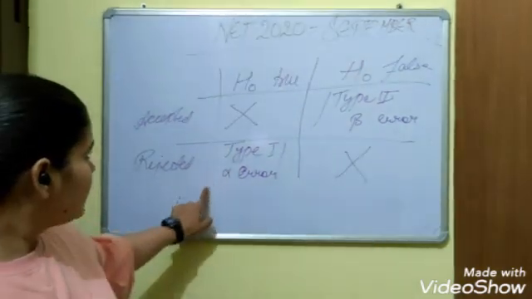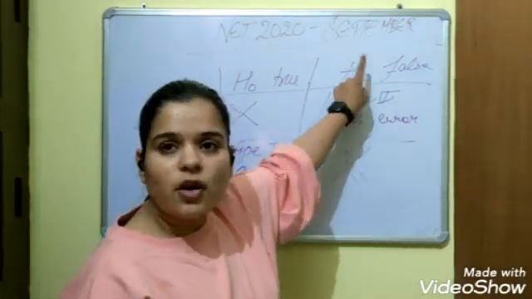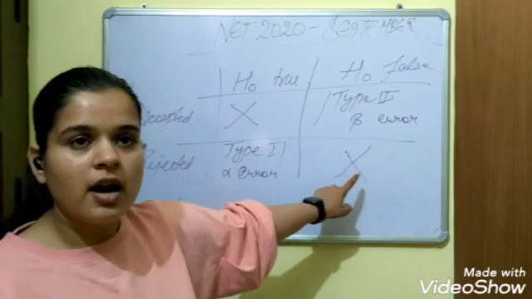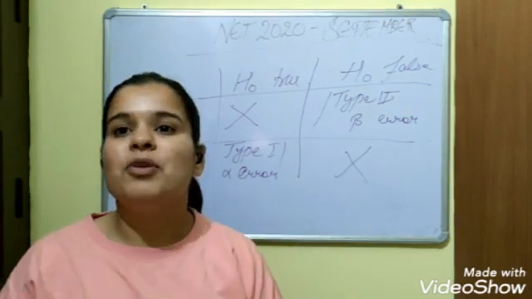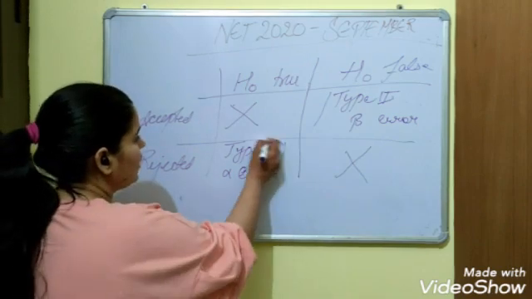One is this, when H naught is true and it has been rejected, so there is an error, and when H naught is false and it has been rejected, no error. But it is clearly saying that what type of error it is making. So our answer will be type 1 or say alpha error.